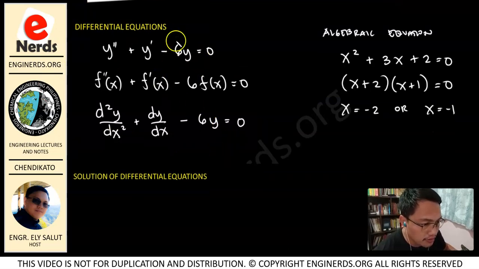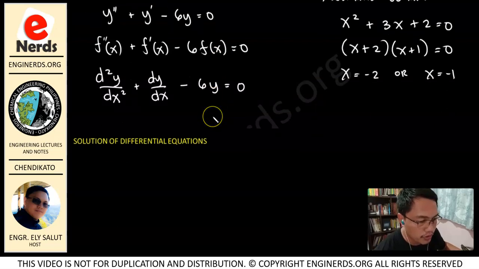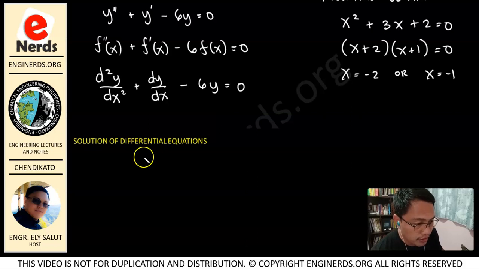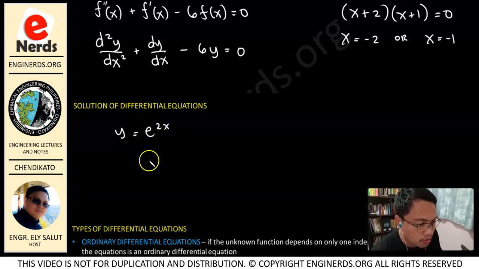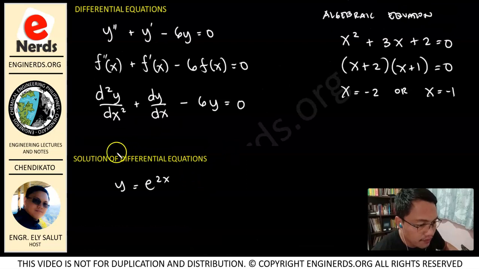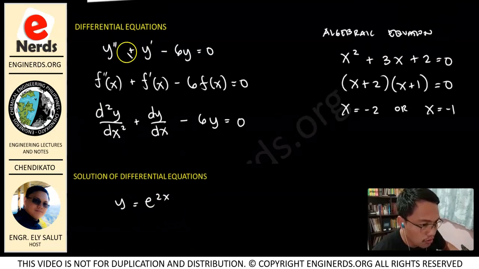So let us still consider this given here. We have y double prime plus y prime minus 6y is equal to 0. So we are going to check the solution of a differential equation. Let's say we have here y is equal to e to the 2x. What we're going to find out is if this is a solution of our differential equation here.